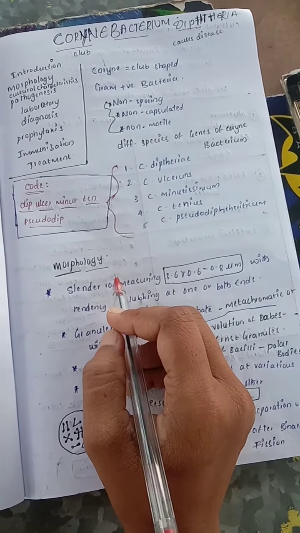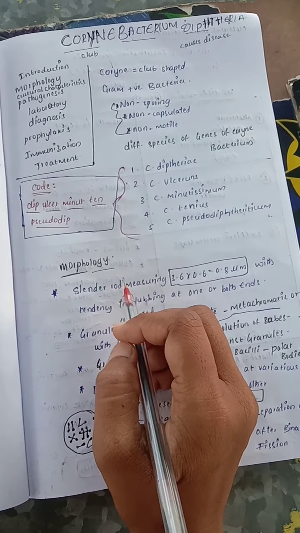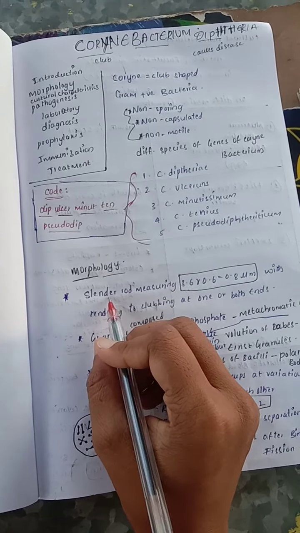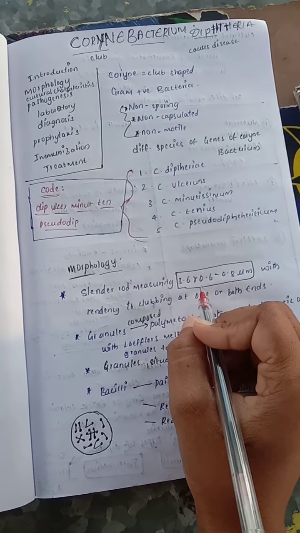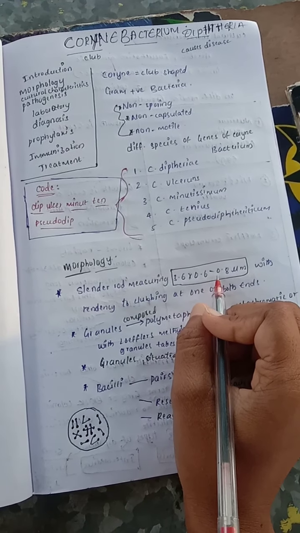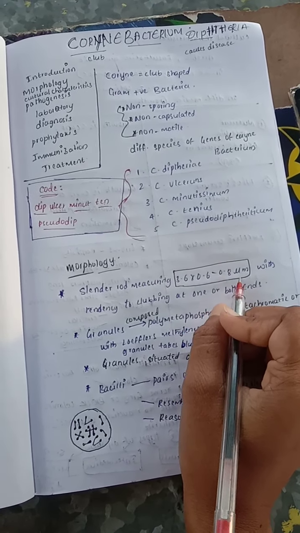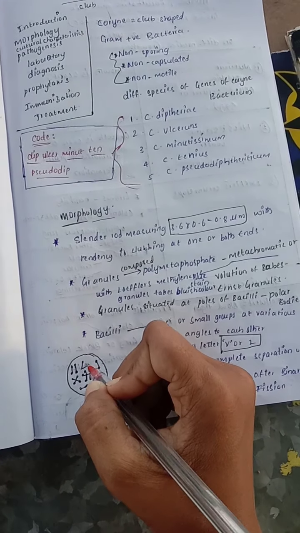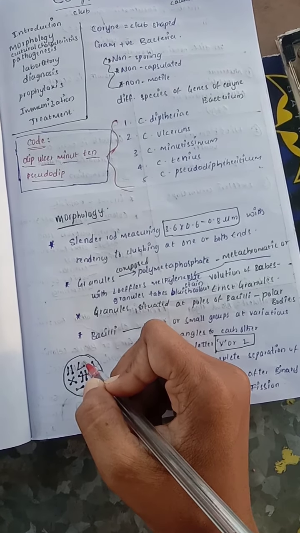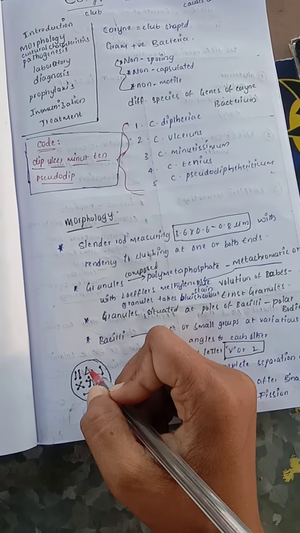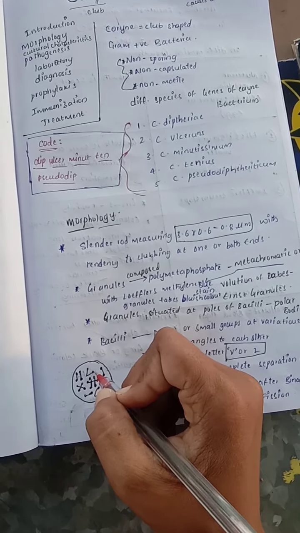And after that, let us come to morphology. How will the Corynebacteria look? It is similar to a bacillus. Bacillus means rod shape, so it is also rod shaped. It measures about 3 to 6 by 0.6 to 0.8 micrometers. Each bacillus appears in the form of pairs, and at the end of each pair there are granules present.